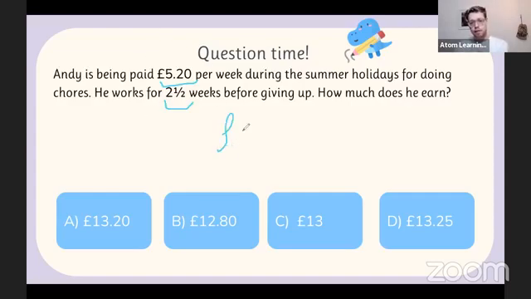So we start with our £5.20, and we need to multiply that by 2.5, because it's 2.5 weeks. Now at this point, that looks a bit gross. It's quite a hard calculation to do, but we can just rely on our nice little box method. So we would have our £5 here, we would have our 0.2 there, and we make a nice little grid so we don't get confused.